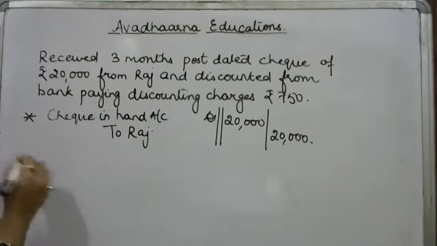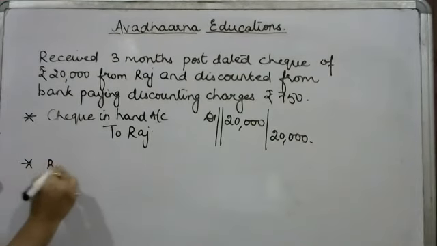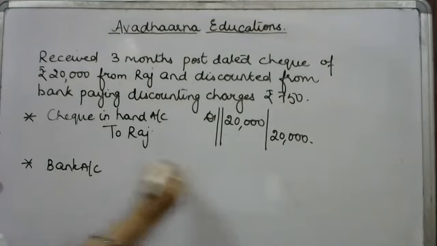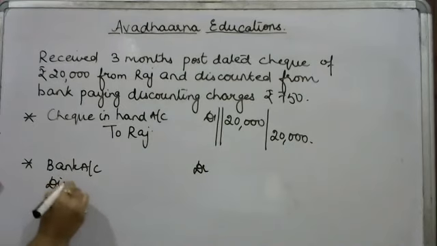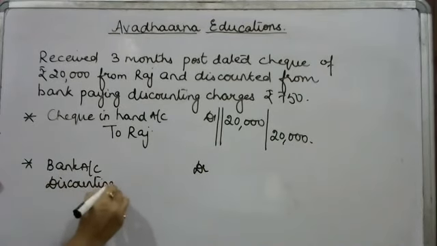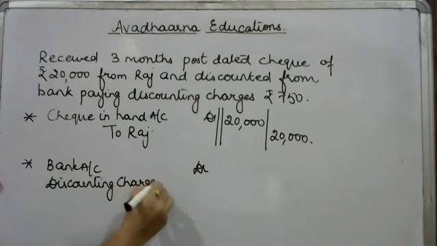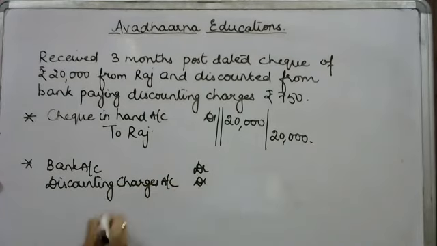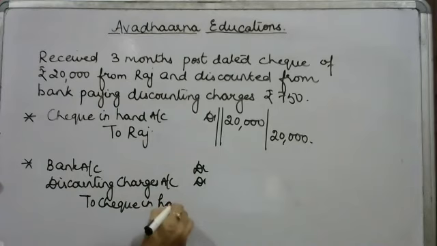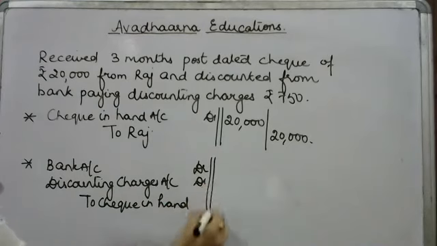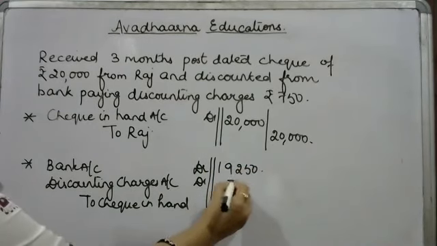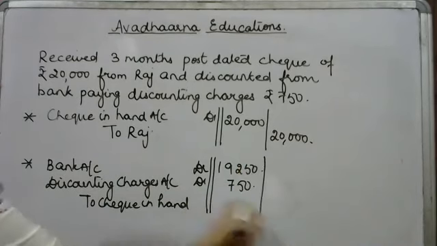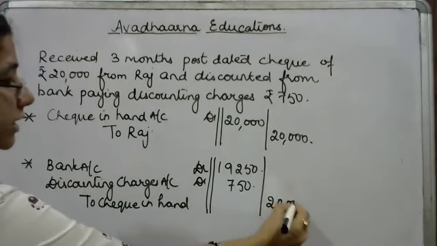सो लेट्स पास द एंट्री फर्स्ट. इसकी एंट्री बन जाएगी बेटा दैट बैंक अकाउंट will be debited, discounting charges account debited to check in hand. Fine. So check in hand हमने बैंक को दे दिया, बैंक ने 19,250 हमें ट्रांसफर कर दिए. 750 डिस्काउंटिंग चार्जेस हमारे डिडक्ट हो गए और 20,000 का जो पोस्ट डेटेड चेक था वो बैंक के पास चला गया.